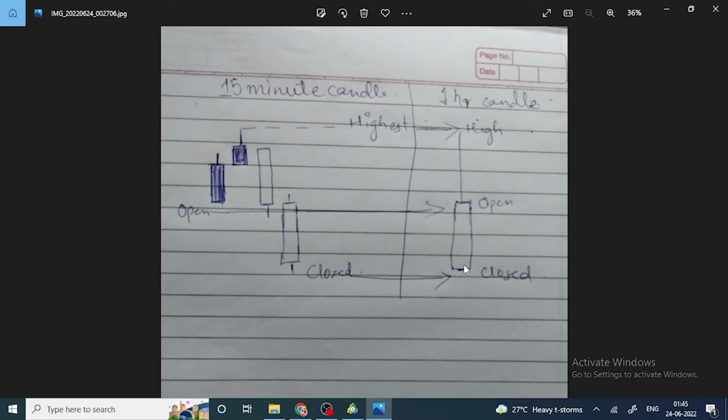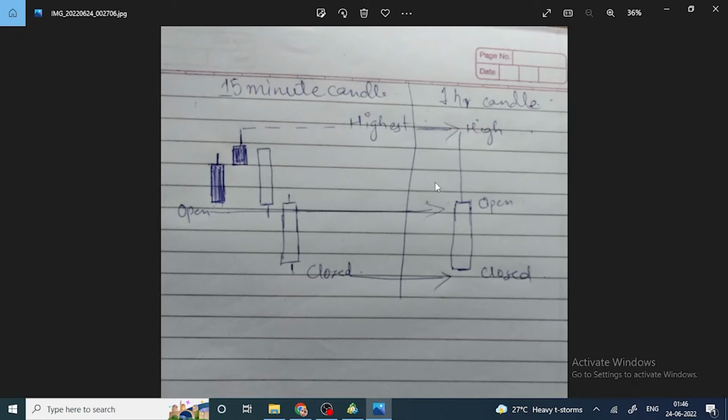That means the smaller the time frames, the more number of candles you can see. That means the more fluctuations you can see. And the greater the number of hours, the fewer candles you will see. That means fewer fluctuations you can see.